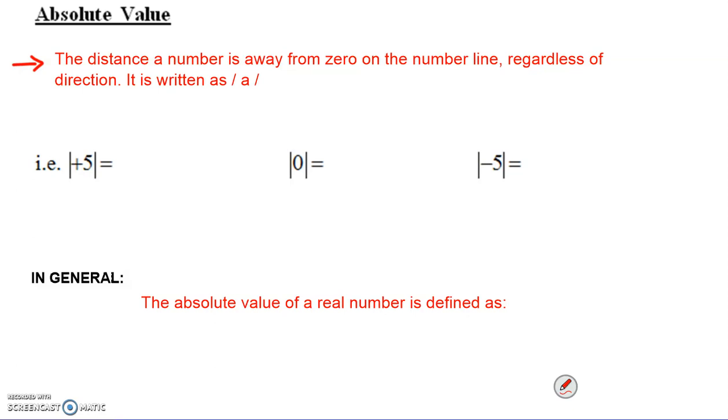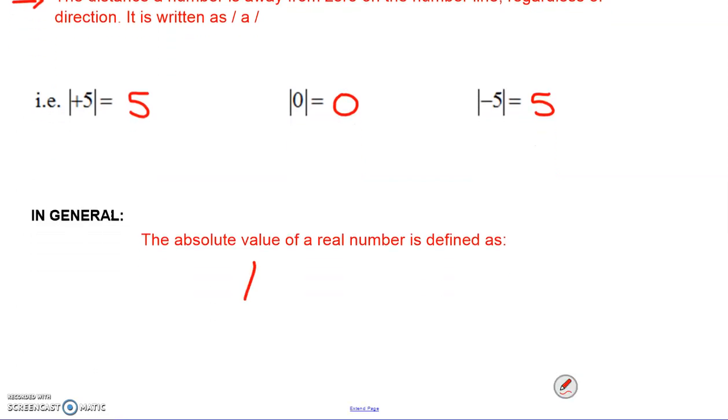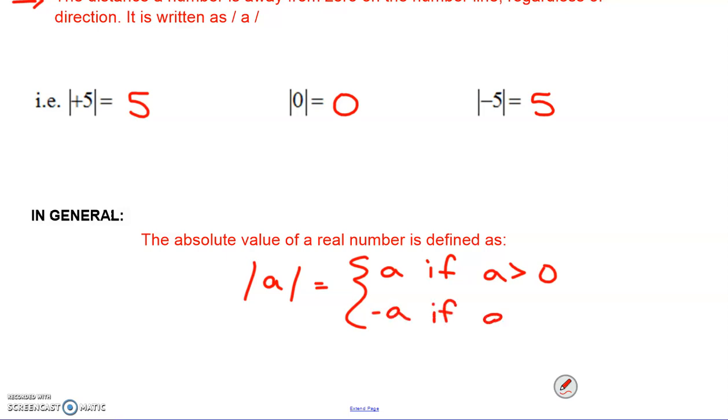The number 5 would be 5 units away from 0. The number 0 would be 0 units away from 0. And the number -5 would also be 5 units away from 0. So in general, the absolute value would be defined as the absolute value of A equals, this is a piecewise bracket, so it's a larger curly bracket, A, if A is greater than 0, so it's just the same self if it's a positive number, but if it's a negative number, we would have to turn it negative, making it a positive.